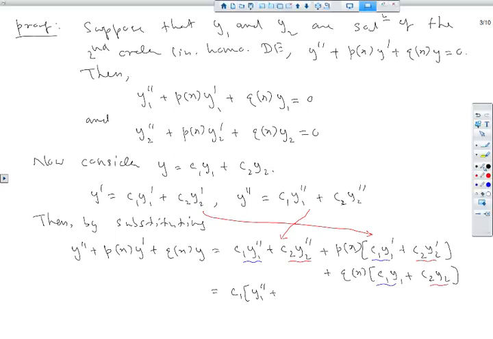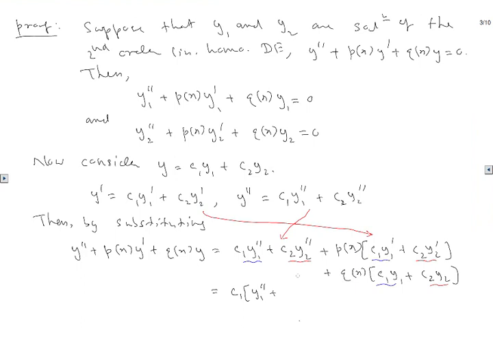So for the y1 terms, we have c1 times y1 double prime, and then we have p(x), c1 out, y1 prime plus q(x), c1 out, y1. That's the y1 term. Then the y2 term is c2 times y2 double prime plus p(x) y2 prime plus q(x) y2.